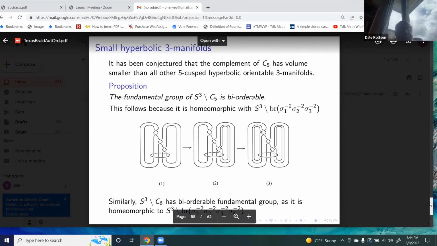And similarly, the complement of C6 has biorderable fundamental group, as it's homeomorphic to the complement of the braided link sigma 1 to the -2, sigma 2 to the -2, sigma 3 to the -2, sigma 4 to the -2.